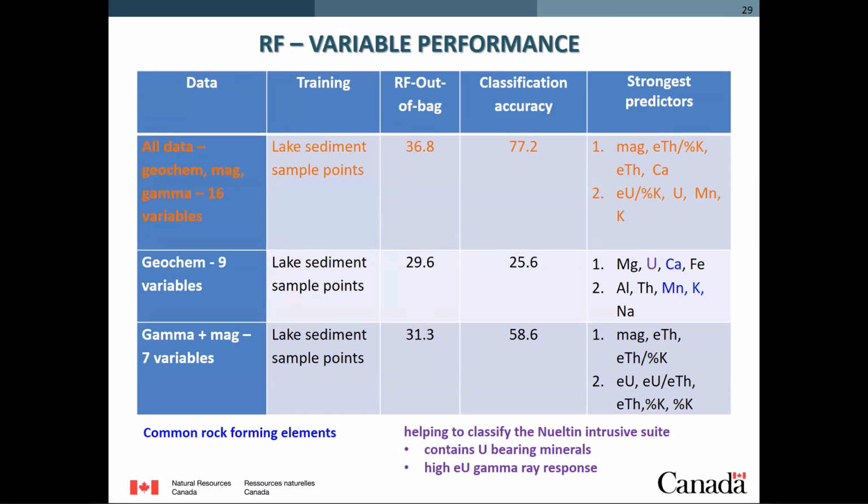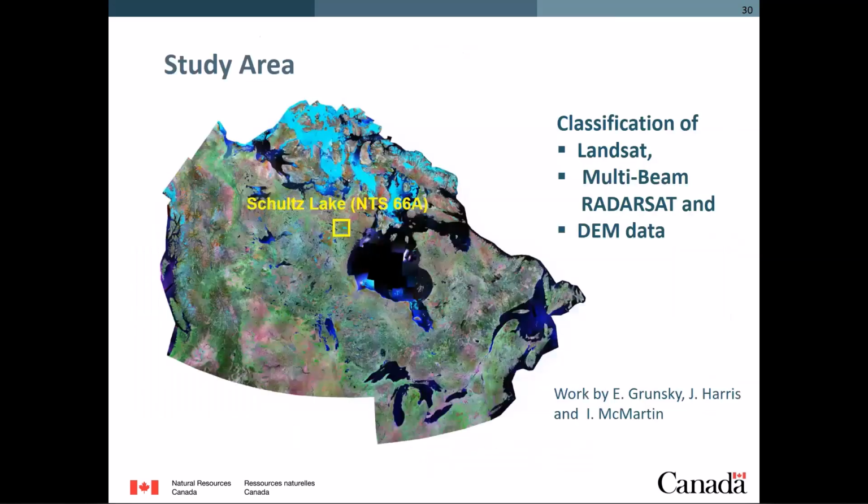And here's just our major predictors, if you like, from our evidence maps. So for lake sediments, we've got mag as this very strong predictor. The thorium over potassium ratio, thorium, calcium, etc. You can see that most of these here, with the exception of thorium, are rock-forming minerals. Thorium is more of an accessory type mineral. So you can see how accurate we are getting.